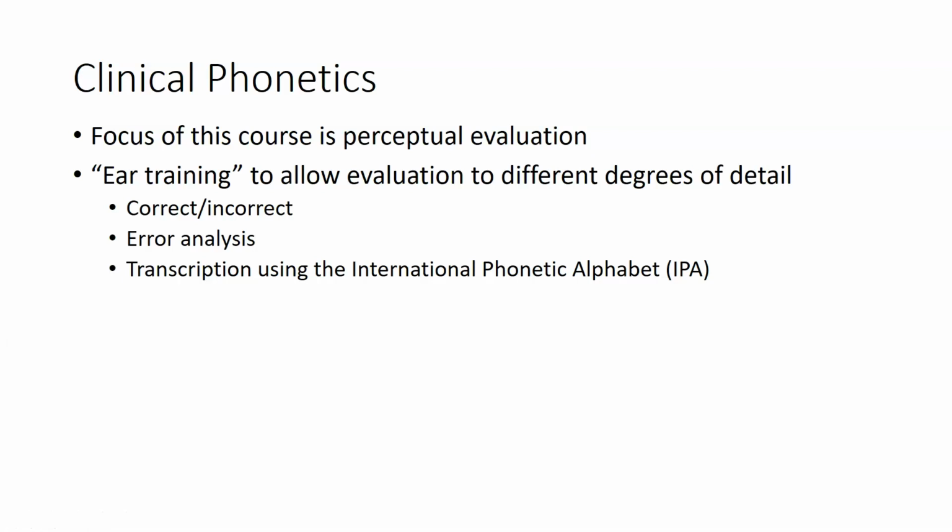So the focus of this course is perceptual evaluation, and a certain amount of what we're going to do in this class might be called ear training, getting you good at perceiving the sounds of speech that are produced so that you can evaluate speech to different levels of detail. At the broadest level, you can look at correct versus incorrect. With a little more detail, you can look at what the difference is between what was produced and what should have been produced. And then last but not least, phonetic transcription using the International Phonetic Alphabet is an attempt to make an accurate recording of what was produced.